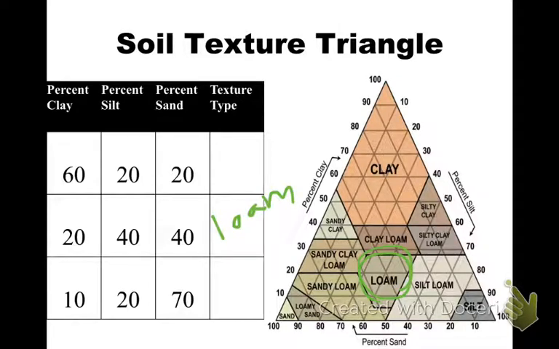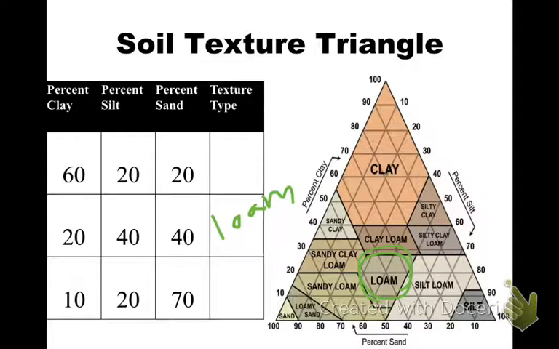Now let's do our last one. I'm going to change the color. Typically, when I'm doing these triangles, I don't actually write on the triangle because especially if you have a paper version, it's really annoying to keep having to draw and erase and draw, and it just gets so cluttered. So what I like to do is I put one finger on the clay number and I put one finger on my sand number, and then I go up and over and see where they intersect. So that's what I encourage you to do, especially since this is all virtual.